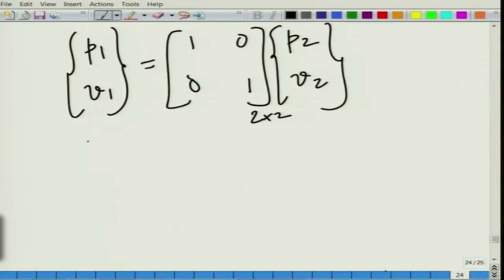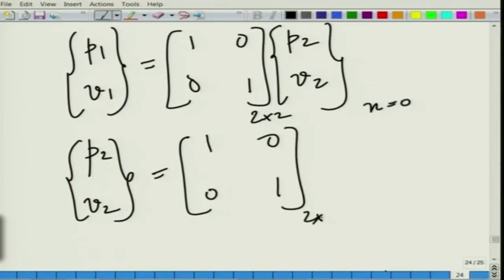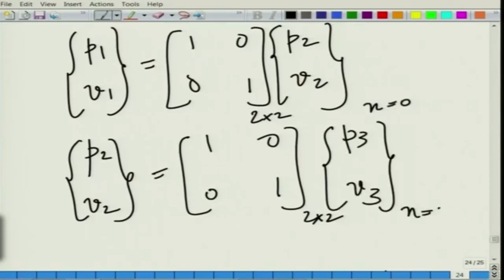Now, similarly at the other discontinuity, you have P2 V2 is equal to, at x is equal to 0, of course, this is also an identity matrix at this point, at x is equal to L.